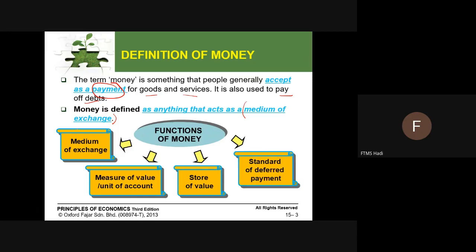Based on the definition, the first function is medium of exchange, whereby it is a platform for you to pay for any goods and services. Then money can also be a measure of value, or unit of account. It can be in currency, for example the Malaysian currency is RM, or the US dollar in the US, or sometimes it goes by cents as well. So money is measurable, because it is value based.